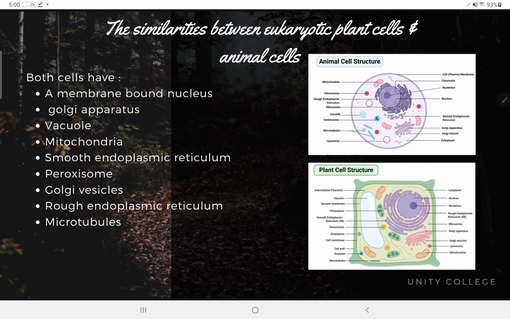The similarities between eukaryotic plant cells and animal cells. Both cells have a membrane-bound nucleus, a Golgi apparatus, vacuole. An animal cell has many small vacuoles, whereas a plant cell has one large central vacuole. Mitochondria is also something they both have in common. Smooth endoplasmic reticulum, peroxisome, Golgi vesicles, rough endoplasmic reticulum, and microtubules. As you can see by my diagrams that I put on here, there are a lot of similarities between both structures, but they have different shapes, and there's a lot of things that the plant cell actually has that animal cells do not.